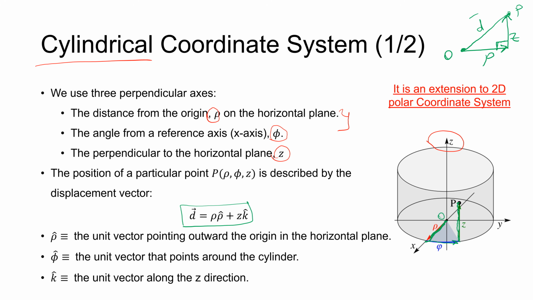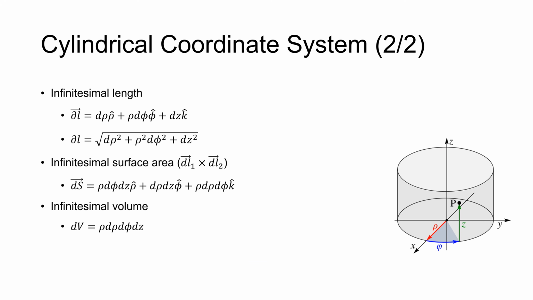Finally, just a note that rho is the vector pointing outward from the origin, and phi is just the rotation unit vector that points around the cylinder. So here it is just the tangent to this cylinder. And finally k is just the unit vector in the k direction or z direction. For the infinitesimal length, there is nothing special about rho and z. For rho and z, we just have d rho and dz multiplied by the direction.